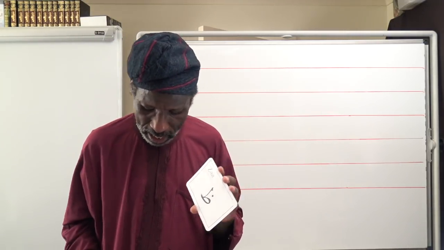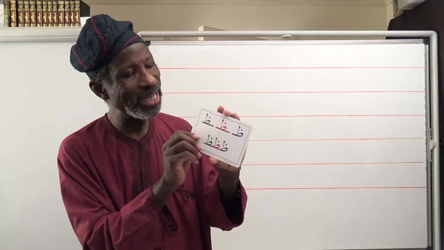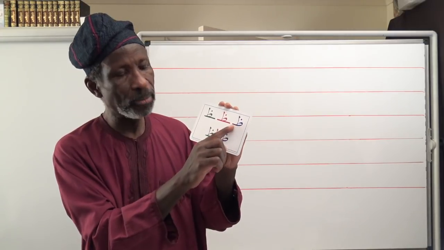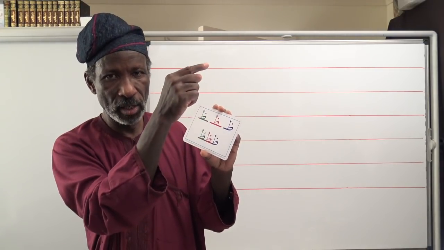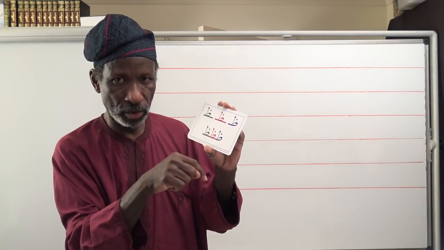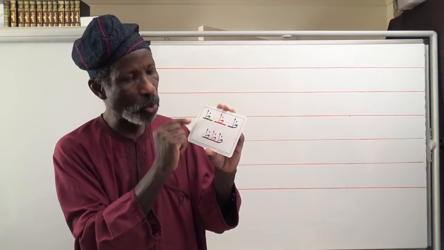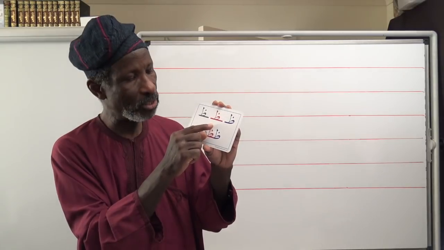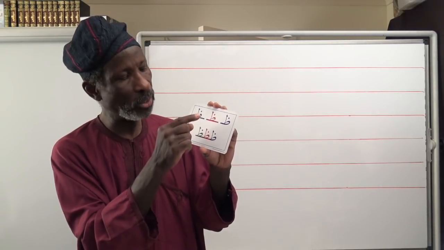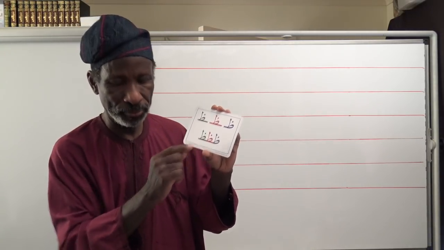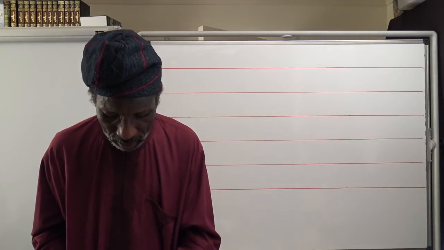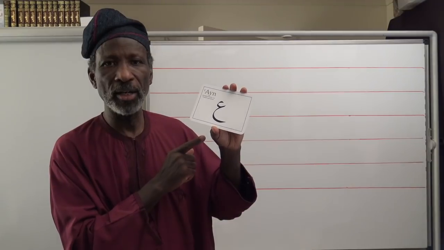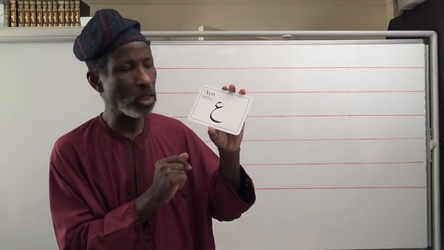Now, they join exactly the same as the tho. At the beginning, you have the line up and then down, and then the middle one. Make sure that you don't start with this line. You finish the base, and then you write your line coming from top down.